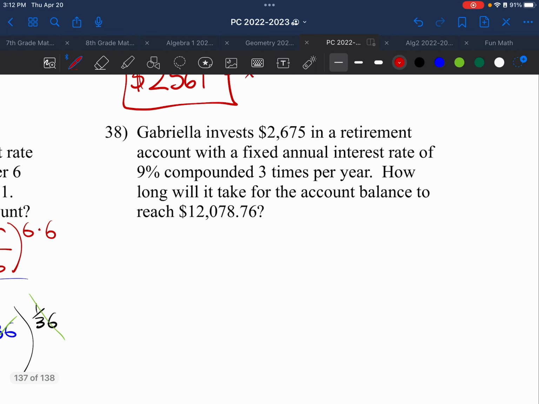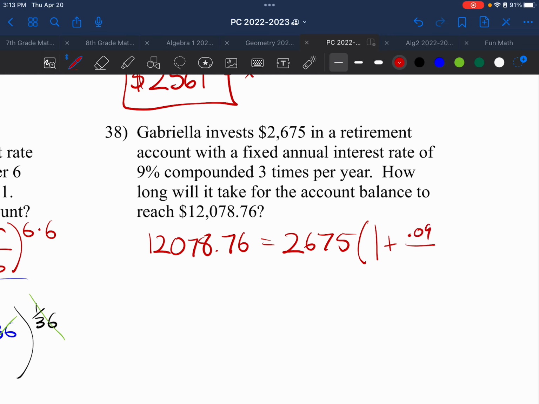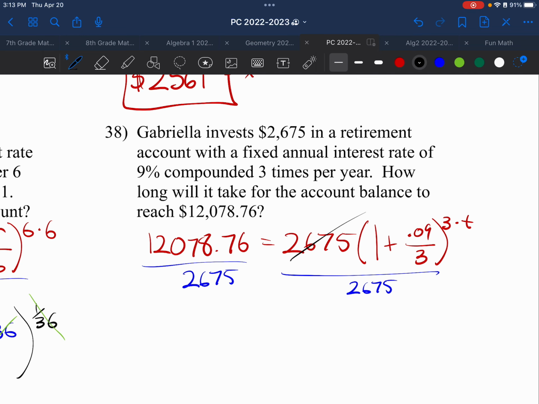All right, so we have a start amount, and we have an end amount. End amount is 12,078.76. Our start amount is 2675. It's going to be times 1 plus the interest rate, which we do have, 0.09, all over compounding 3 times per year, so 3 and 3, and then time, which we don't have. That means we're needing a logarithm for this one. First things first, get rid of the 2675 by dividing by 2675 on both sides. You're gone and you're gone.